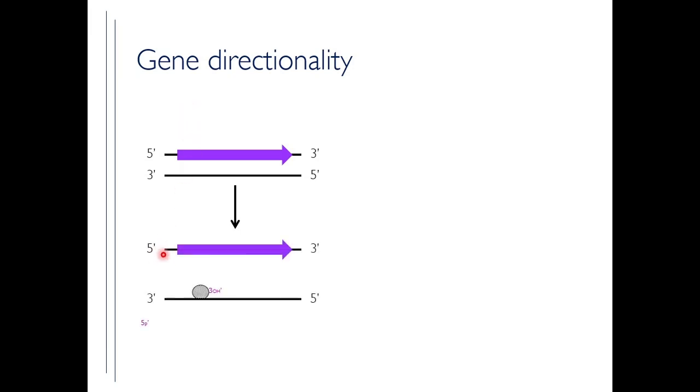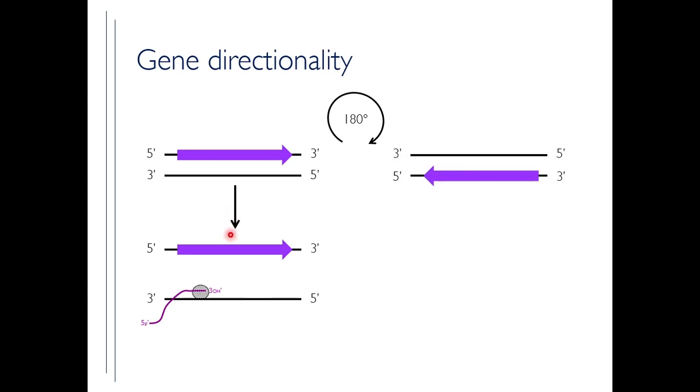So when we transcribe this particular gene, if it's facing left to right, 5' to 3' in this direction, the RNA polymerase will bind and it will move along the template strand, and we will then start adding nucleotides in a 5' to 3' direction. But it's worth bearing in mind in terms of gene directionality that if we were to take this exact same bit of DNA and flip it 180 degrees, it would look like this. In other words, the gene is now facing in the opposite direction.